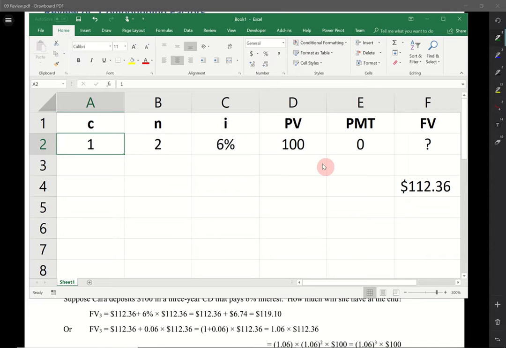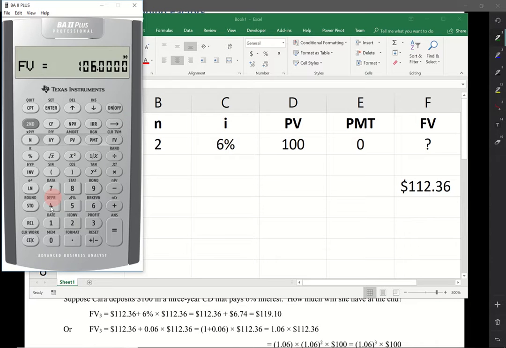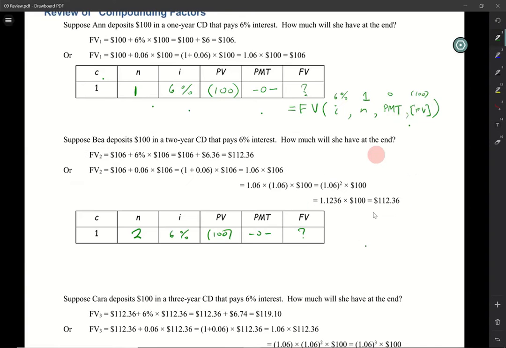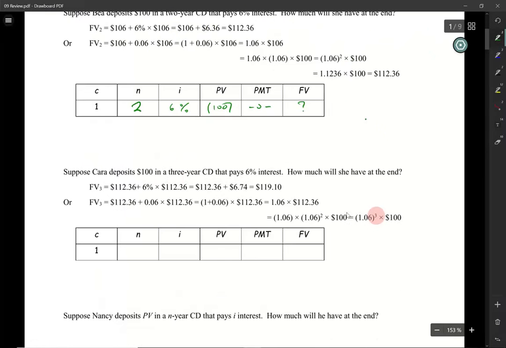And similarly, in the calculator, we do not have to do the whole thing over again. We could just simply update this to 2, so the 6% still is there. The initial PV is still the same. There's no annuity amount, and now when we calculate the FV, we get the same result. Okay?